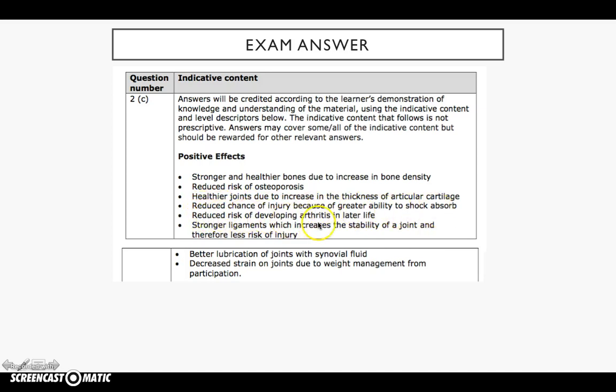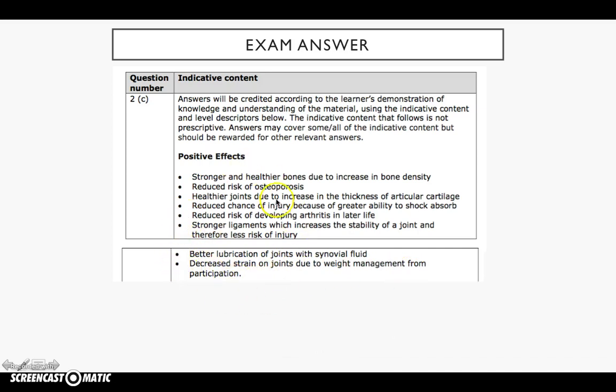Reduced risk of developing arthritis in later life. This is all due to, again, the increased production of synovial fluid, because arthritis is the inflammation within a synovial joint. Stronger ligaments, which increases the stability of a joint and therefore less risk of injury. So we've got that stronger connective tissue. Better lubrication of joints with synovial fluid because of the increased production of synovial fluid. And finally, decreased strain on joints due to weight management from participation.